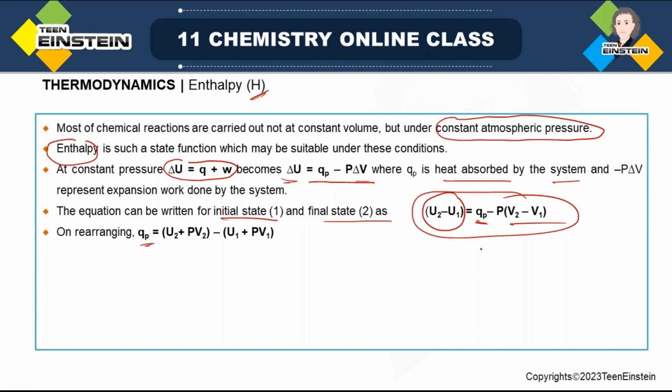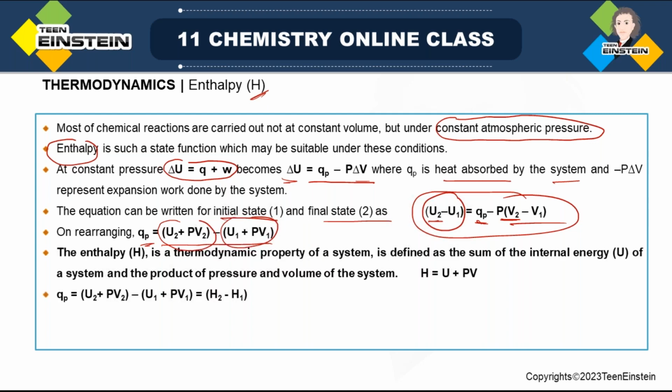So QP will remain as it is. Just this U2 is now combined with PV2 and U1 is combined with PV1. So we are writing the same equation in a different way. Why are we doing so? Because now these two terms are both basically combinations of U, P and V. One is for state 1, another one is for state 2. Now in place of U plus PV, we will write this new state function which is H.